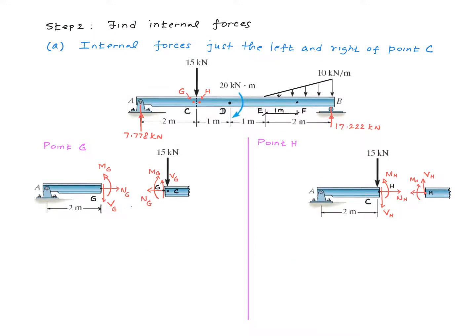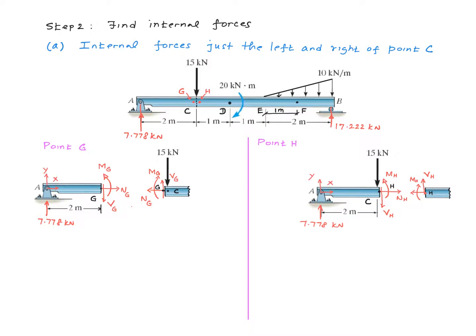Now let's go ahead and calculate the required internal forces. First, the internal forces just to the left and right of point C. Point G is taken just to the left and point H is taken just to the right of point C. I'm going to section the beam at these points, separate the beam into two parts, and consider only the left side for the analysis. And therefore, I'm only going to complete the free body diagram for the left side. We'll perform the calculations for point G on the left column here and point H on the right column here.